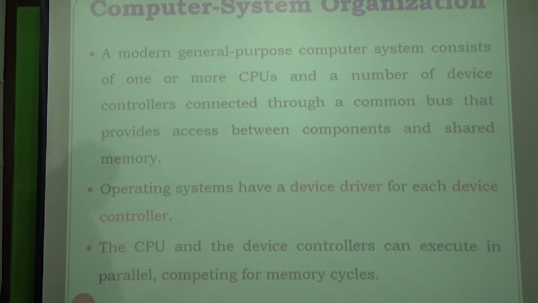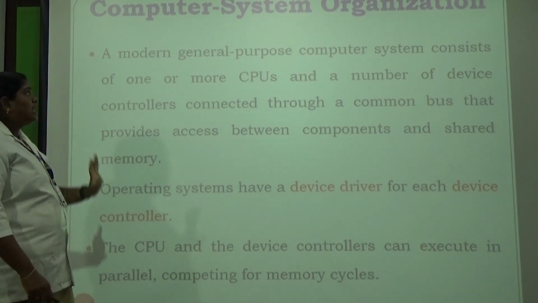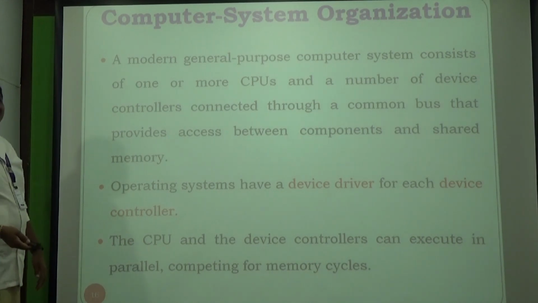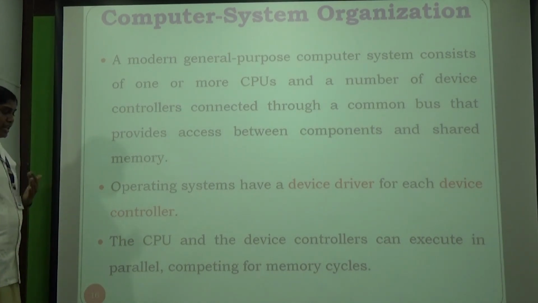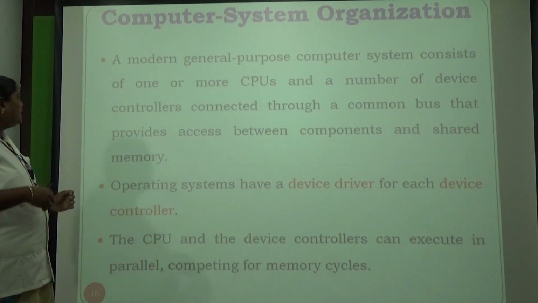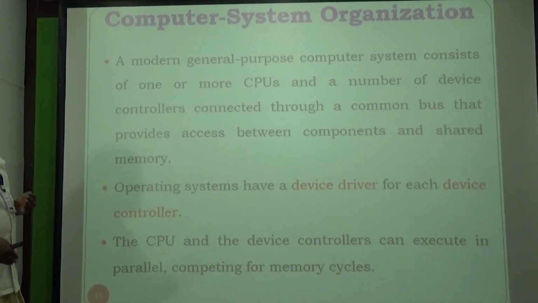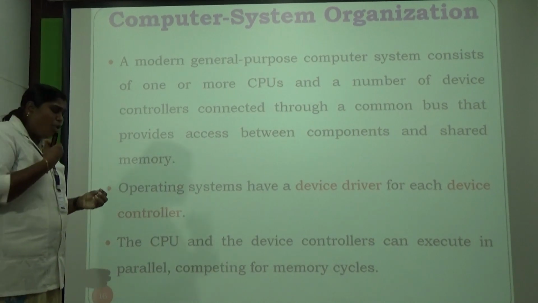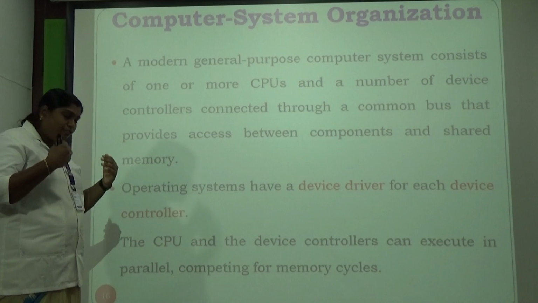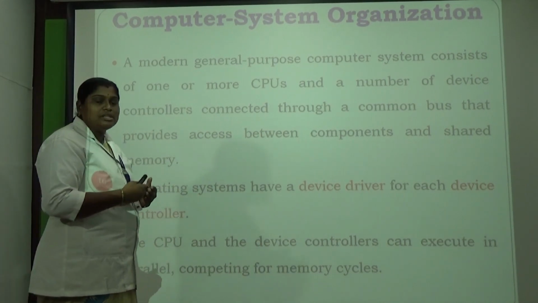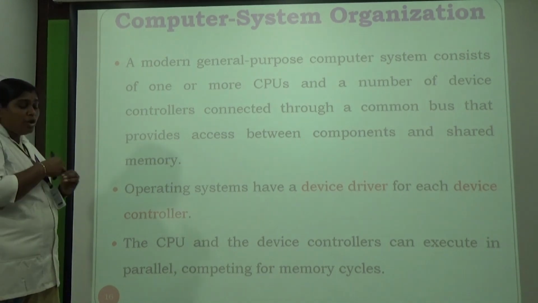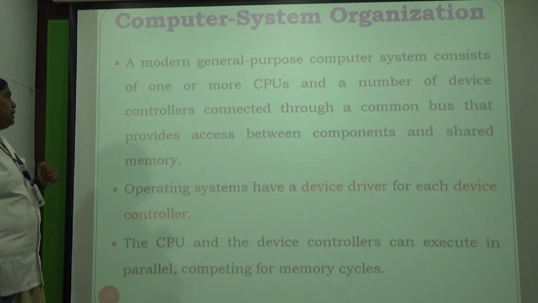So the next one is, what is the organization of a computer system? How are we going to organize it, right? See, a modern general purpose computer system consists of CPUs and a number of devices to control, like USBs. We are giving more inputs, right? Like an audio jack, a video jack, and whatever things like Xerox machines, whatever we need as input. There are more possibilities to give inputs.